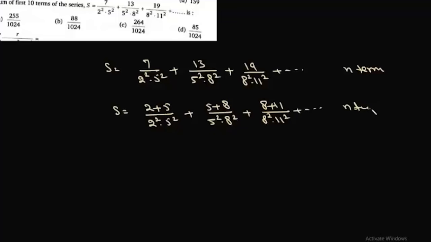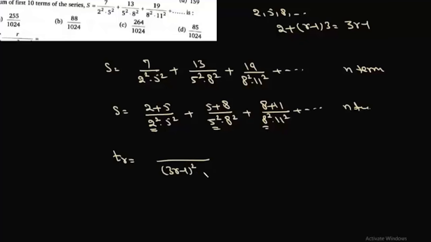Now if we look at these first terms in the denominator, 2, 5, 8, it is an AP. So we'll find nth term of this AP or rth term. So it will be a plus r minus 1 into common difference, which is 3. So there will be 3r minus 1. So we can write its general term tr as 3r minus 1 whole square. Now this next term is 3 more than the first term. So there will be 3r minus 1 plus 3. So there will be 3r plus 2 whole square. And the numerator, it is simply the addition of these two terms. So it is 3r minus 1 plus 3r plus 2.